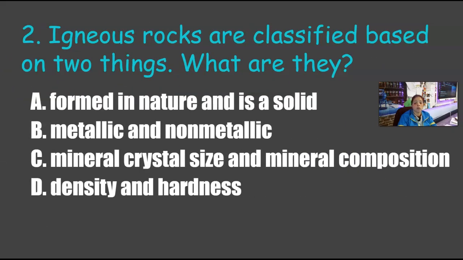Number 2, igneous rocks are classified based on 2 things. What are they? Formed in nature and is solid, metallic and non-metallic, mineral crystal size and mineral composition, density and hardness. All right, what I said in class, and I'm going to reiterate here. If you do not understand something, or if you're unsure, star it, underline it, highlight it so that you can make flashcards to help you study. If you can't answer it now, you're going to need help at the end of the year. All right, so make a flashcard out of these.